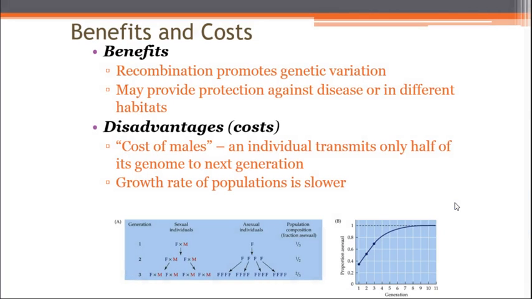All right, so what are the benefits of all this? And don't worry, we're going to go through this process in class. You're going to do an activity where you actually do mitosis and meiosis. Well, you've already done mitosis, but you should do meiosis. All right, so the benefits and costs.